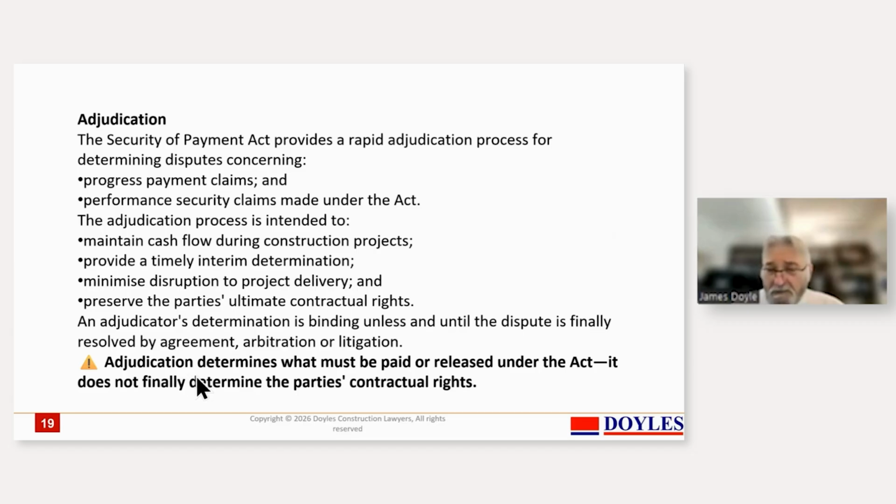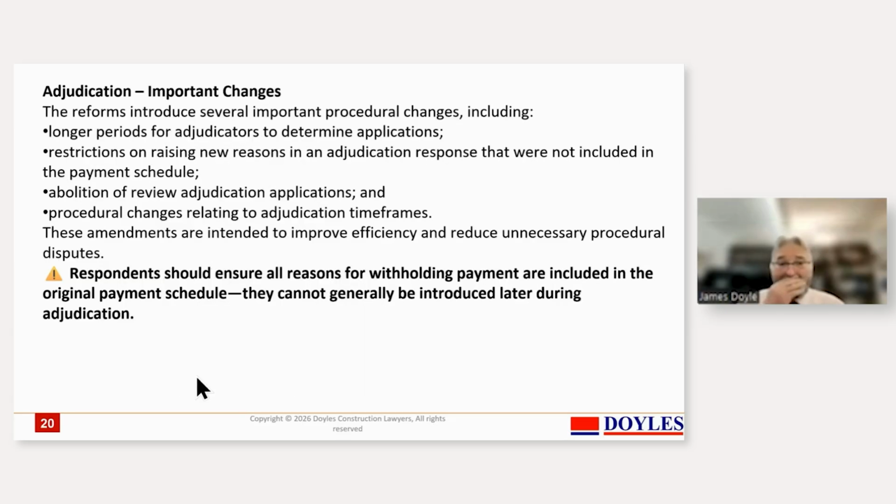As to the changes, there are longer periods for the adjudicator to determine applications, giving a little bit more extra time. There are restrictions on raising new reasons in the adjudication response, which is useful and helpful, as we've talked about. And there's the abolition of review adjudication applications. That was seen to be a procedure that had some advantages, but it wasn't very broad. There wasn't a great deal of review ambit that you could do. And there are procedural changes to improve efficiency and reduce unnecessary procedural disputes.